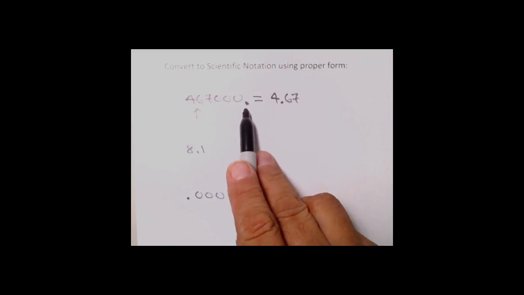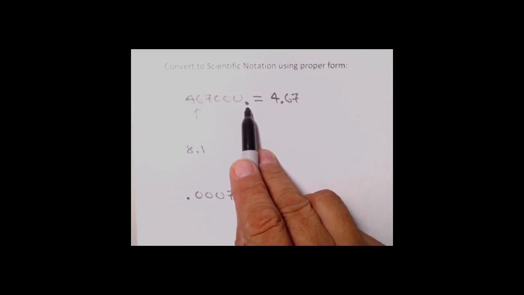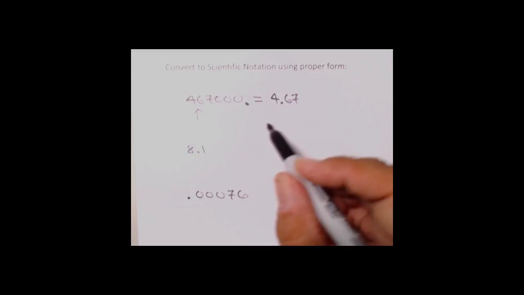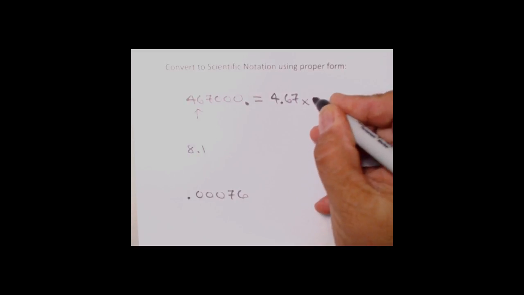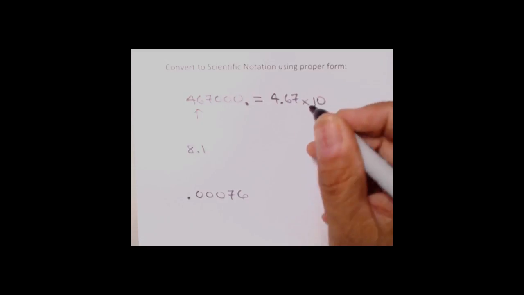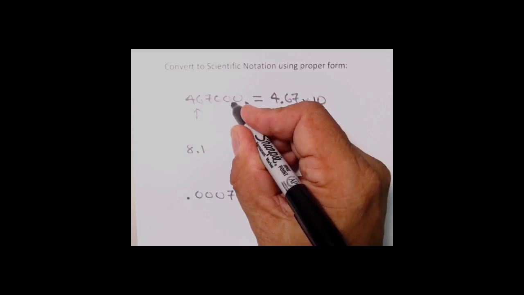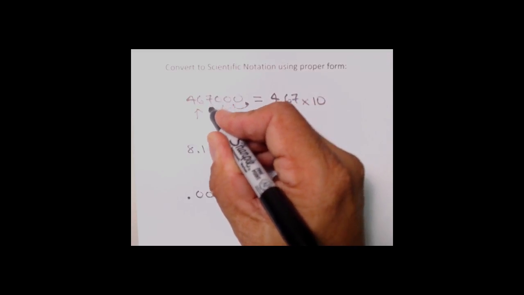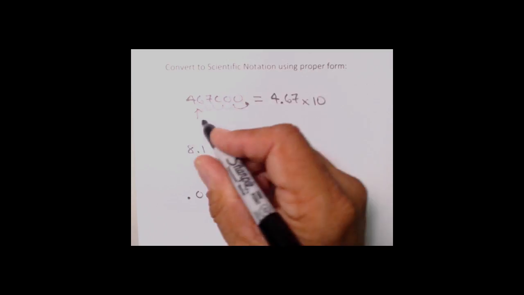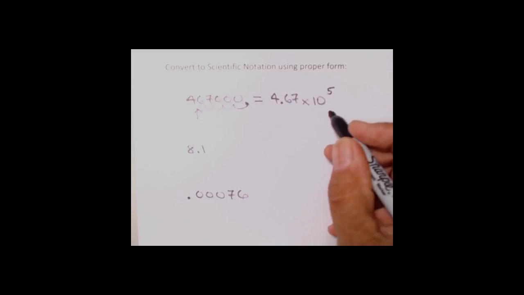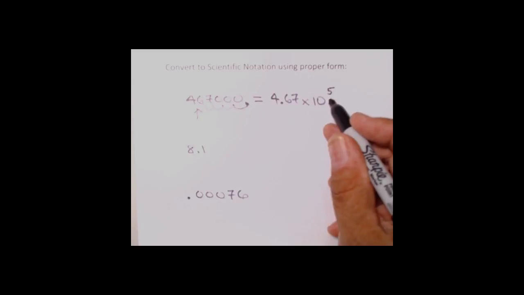Well, of course, we could have started out with a decimal point at the end of the number, but where we want to end up in scientific notation is up here. So times 10, we know it's going to be a positive exponent because this is a large number. Jump it: 1, 2, 3, 4, 5. We had to make 5 jumps, so 4.67 times 10 to the 5th.